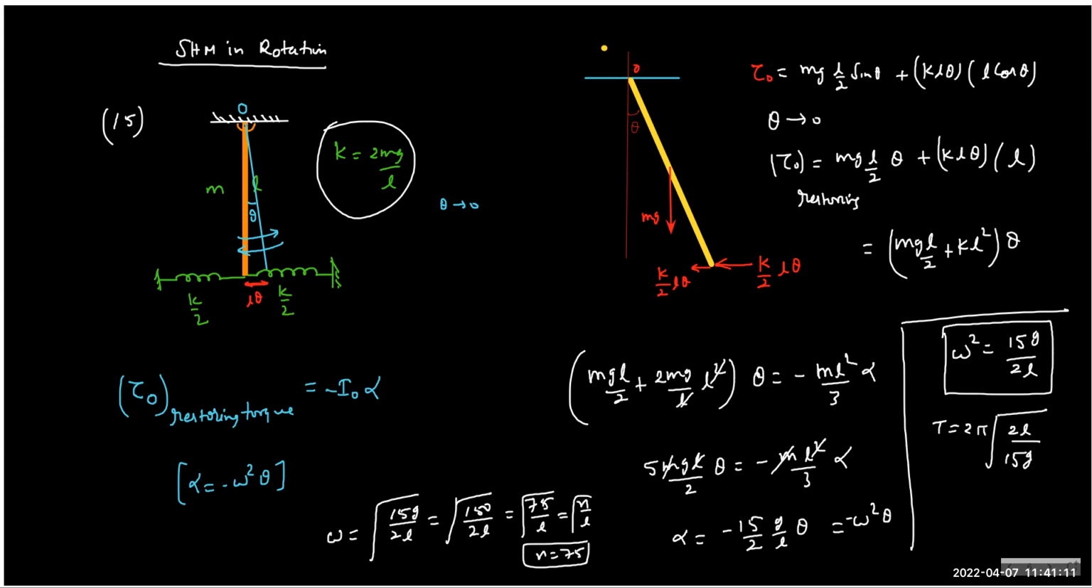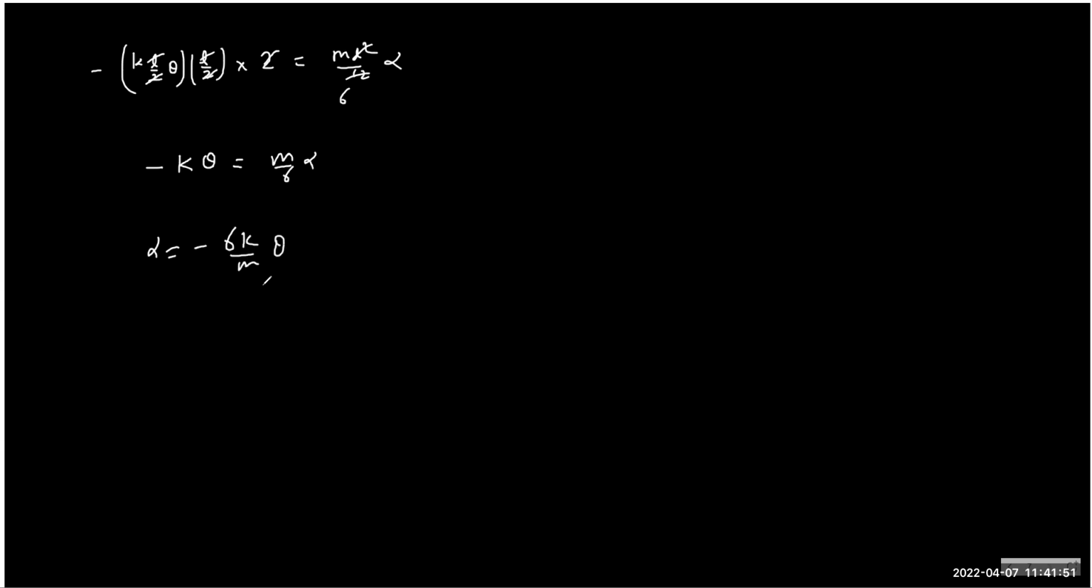So, K L by 2 theta into L by 2 into 2 times equals M L square by 12 into alpha. You can put minus 1. So minus K theta equals M by 6 alpha. Alpha is 6 K by M theta, right? So what is omega square? Omega is root 6 K by M. You can write it as 2 pi f, because they're asking frequency actually.